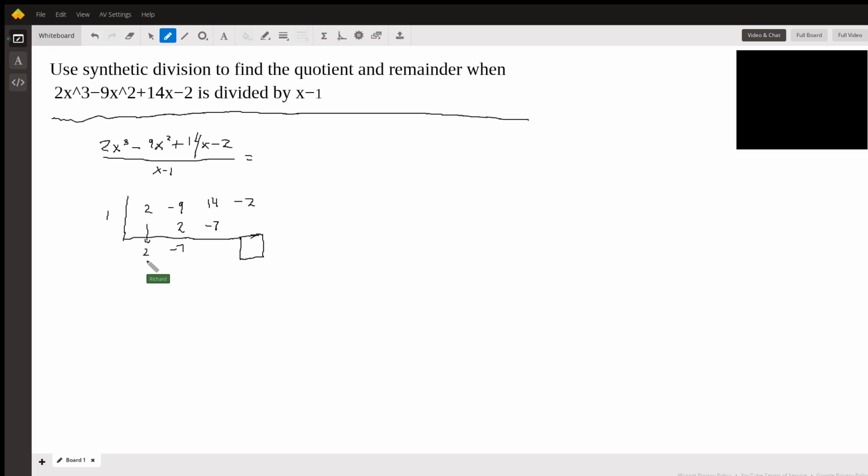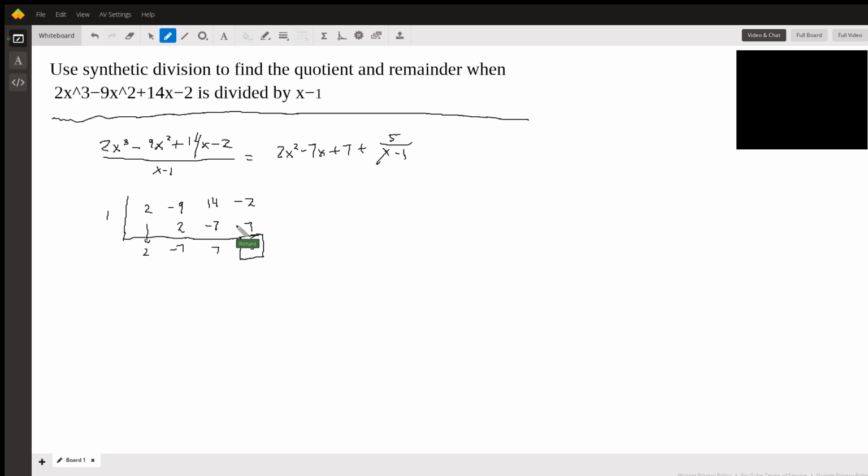Okay, so let's do this again. 2 times 1 is 2. Negative 9 plus 2 is negative 7. So negative 7 times 1 is negative 7. 7 times 1 is 7, and negative 2 plus 7 is 5. So the remainder is 5. So now we can write it out. It's going to be 2x squared minus 7x plus 7 plus 5 over x minus 1.